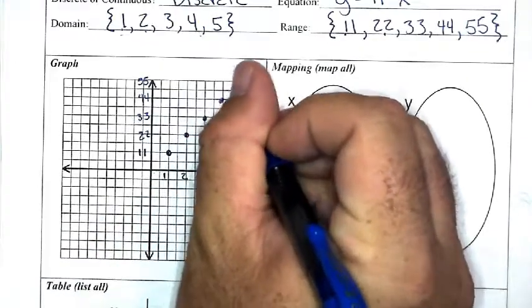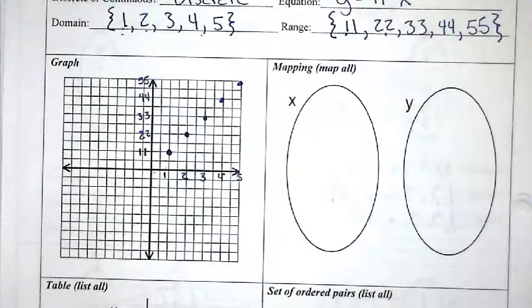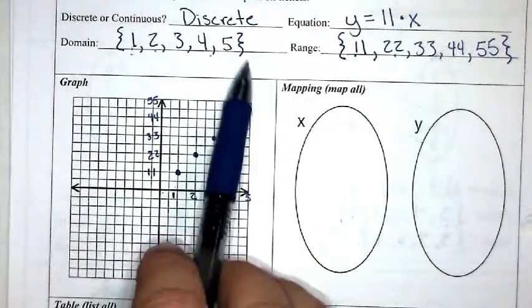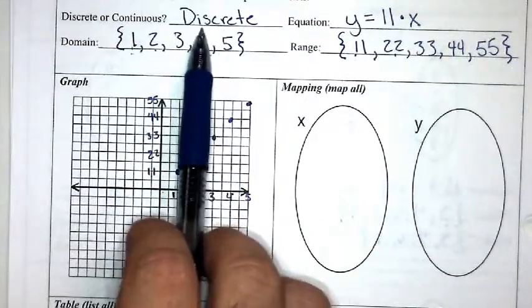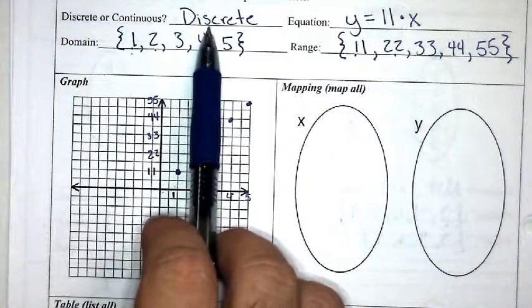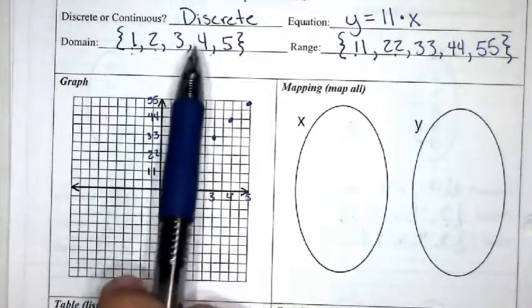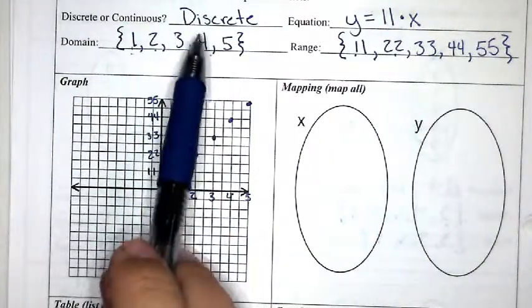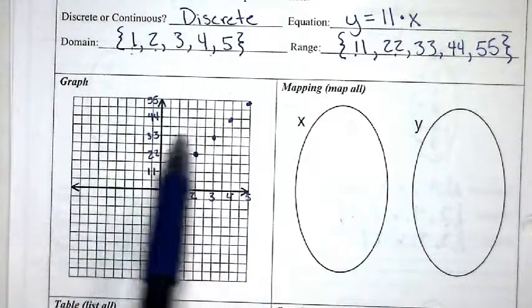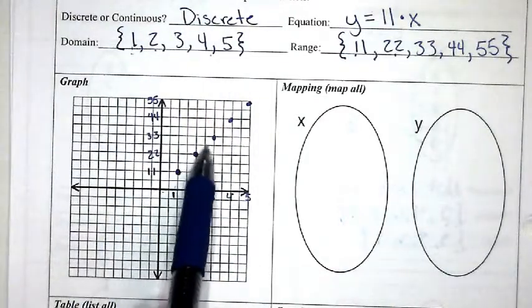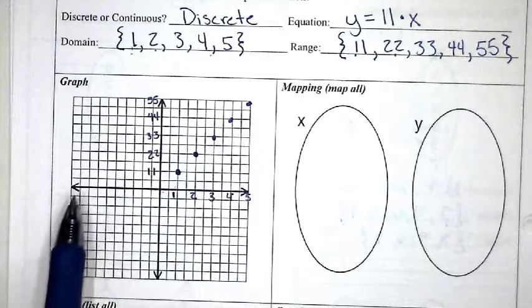Do I connect the dots? No, because we have what type of info? Discrete. Discrete means don't connect. Dots. D as in discrete, D as in dots. Leave the dots there. Don't connect it. Once you connect it, it's now continuous. And we can't have half of a person.